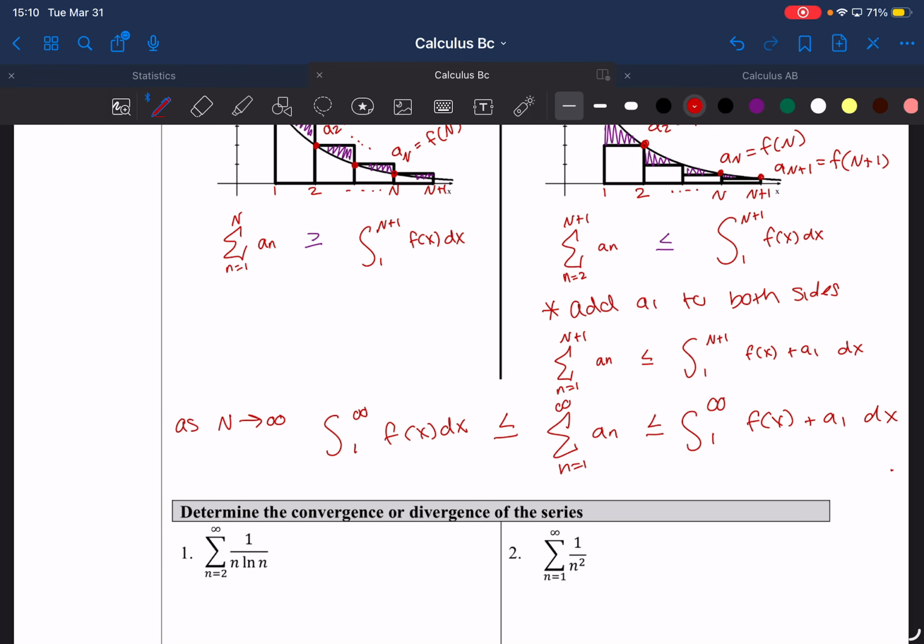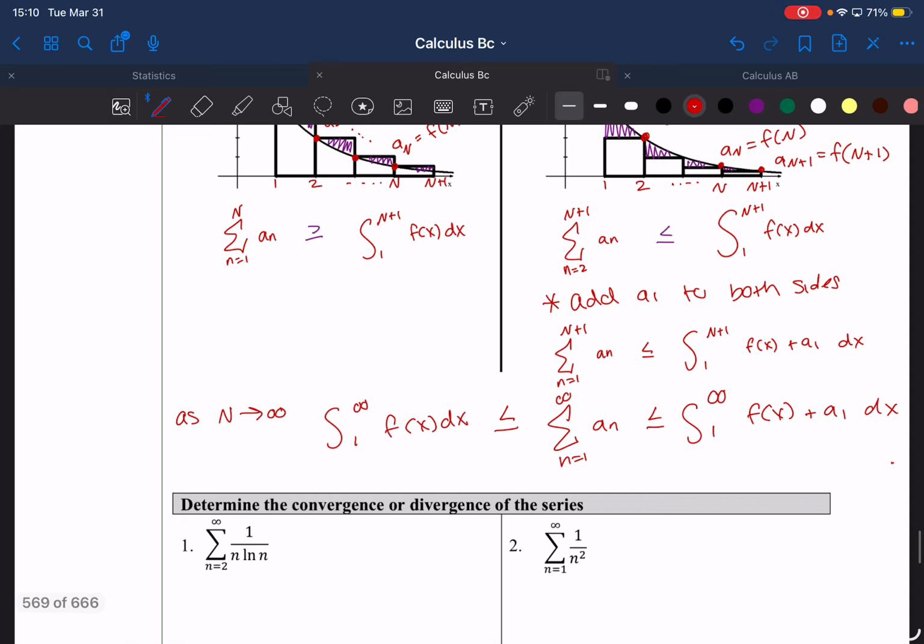So this line in the proof is the most important. This is saying that no matter if we're looking at an over or under estimation, no matter what, the summation of all those rectangles is still going to be between the two integrals, which means if the integrals are converging, then the summation has to converge. If the two integrals are diverging, then the summation has to diverge. And that's what just proved the integral test.